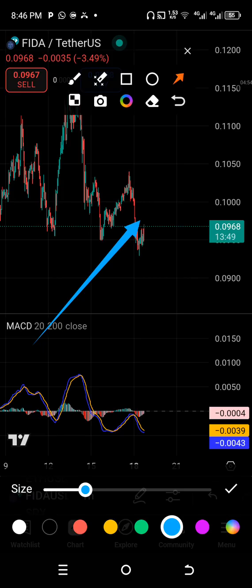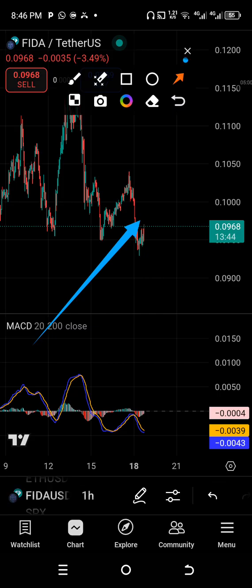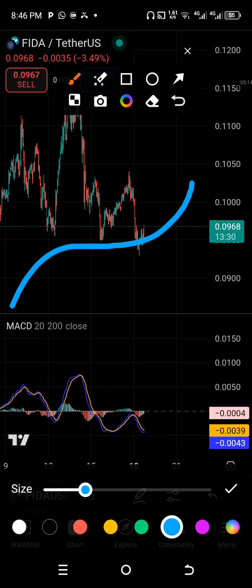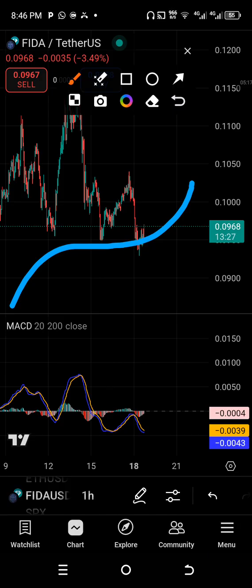Let me use lines. It has a blue line. Let me draw it for you. When it moves like this, it has also another line, the orange line. You can call it yellow, whatever. So when these lines move, and this yellow line comes and meets this blue line, the yellow line is our big line, the one of 200.